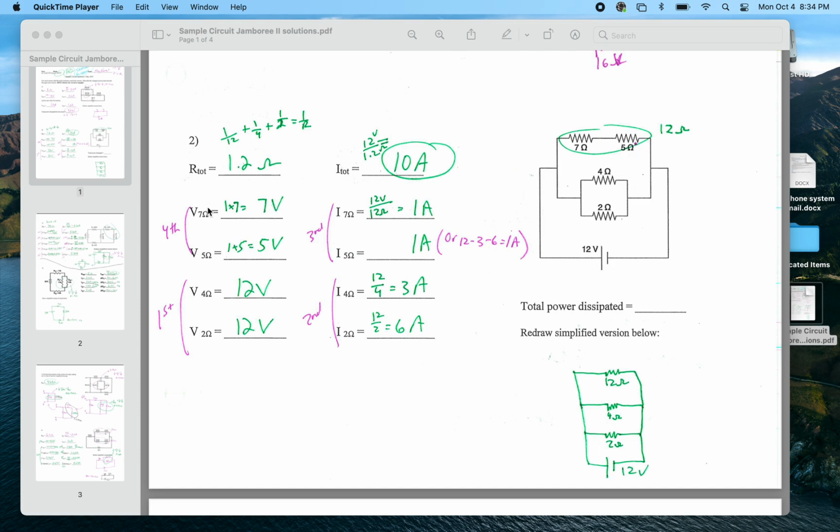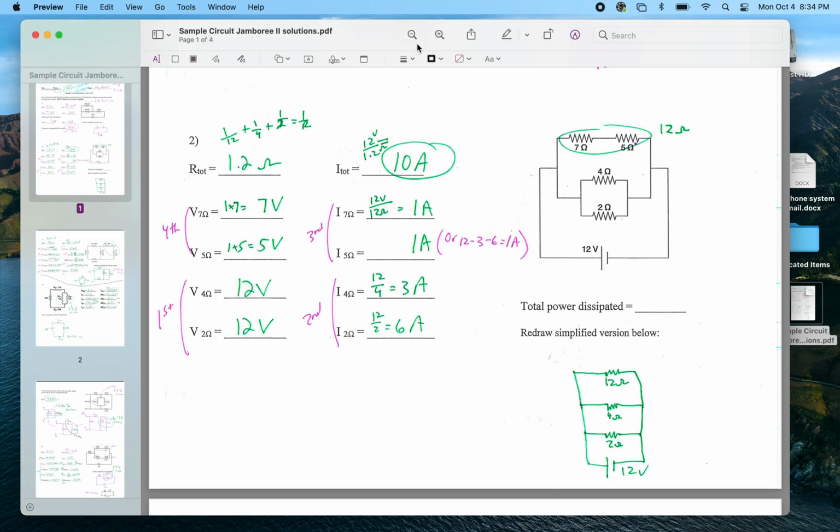Now to go back here, and I did finish off with this, the 1 amp times the 7 ohms of resistance gives me 7 volts and 5 volts across the 5 ohm resistor. And notice that does equal the full 12 volts, which we said we would have to have across that top branch.